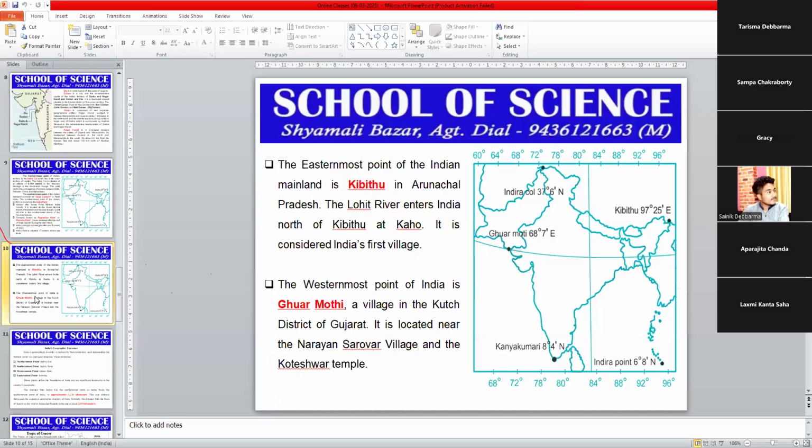Okay. Now, as been stated earlier, the easternmost point of the Indian mainland is Kibithu. You just see this point, this is Kibithu.